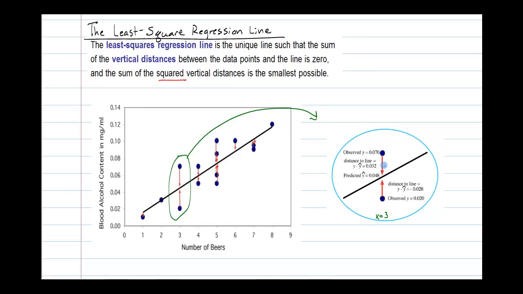If I looked at this distance, this would be a positive distance, the y value minus y hat. Y hat is this line right here. It's our line of prediction. And I have a distance of 0.032 there because our predicted value, if we plug 3 into our regression equation, would have been 0.048.